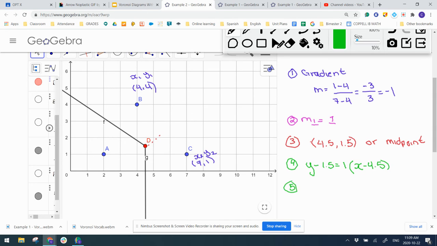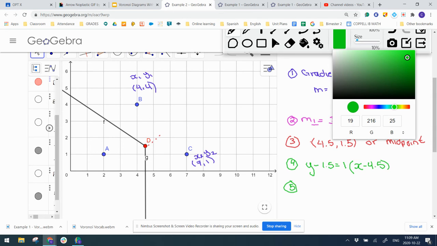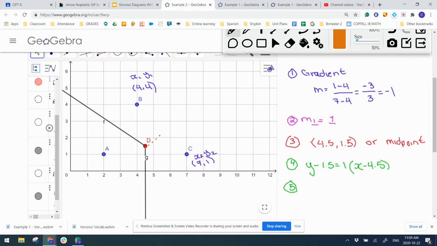So now we're going to put it into the proper form, or the slope-intercept form that's more common. So of course this 1 doesn't actually do anything, so I just need to add 1.5 to both sides. So I get the final equation of y equals x minus 3.